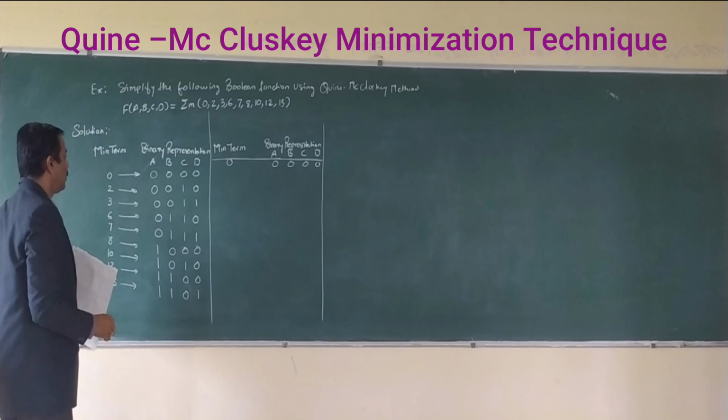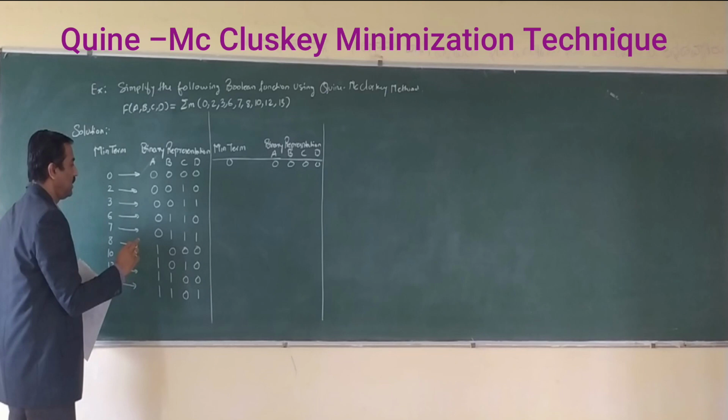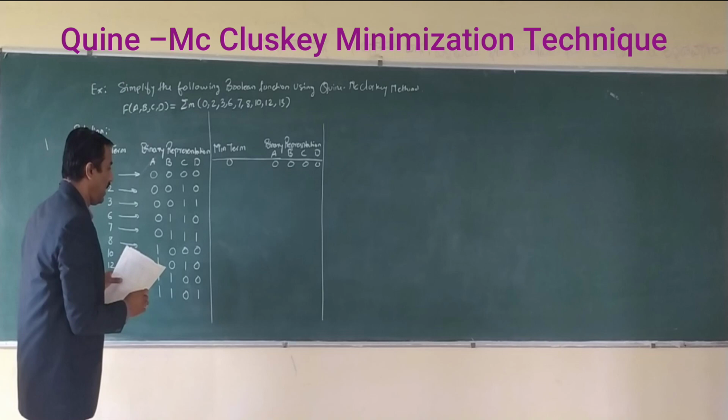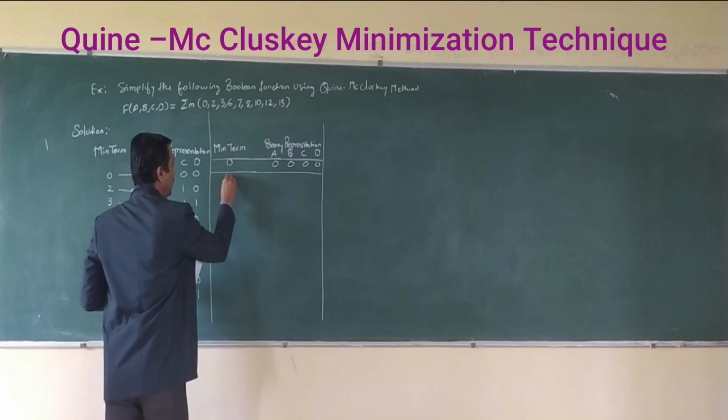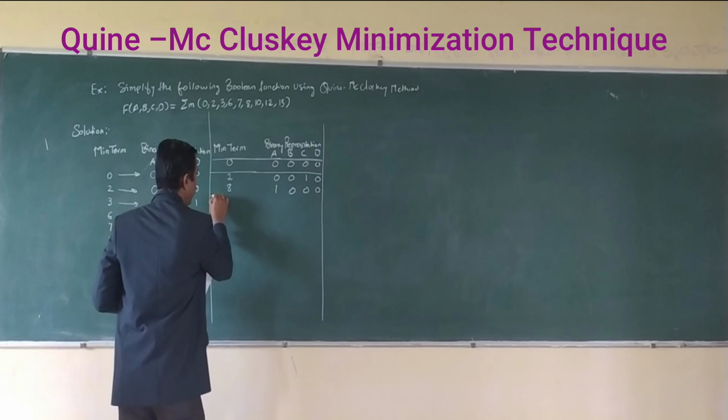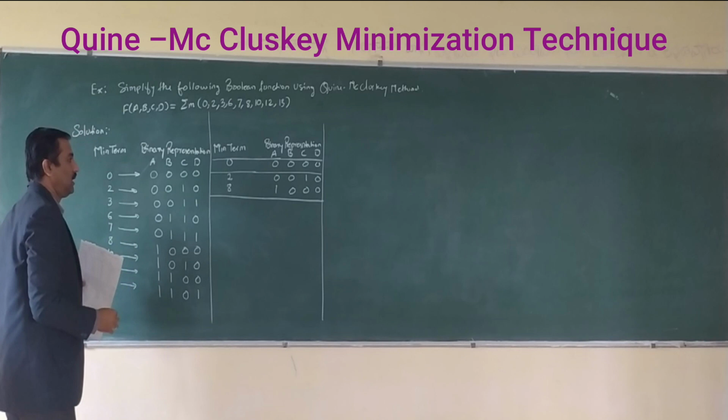Next, you have to find those min terms which have the occurrence of a single one. So we have min term 2 which has a single one occurring. Then there is a min term 8 which has a single one occurring. So one group is already formed with no ones. Now we have min terms 2 and 8 which have single occurrences of 1. So we group according to the number of ones occurring in their binary representation. Now, no ones, single ones.